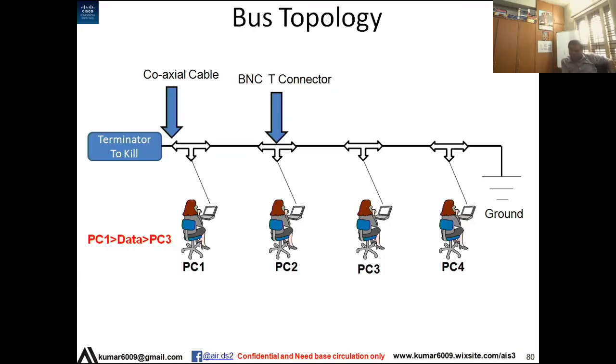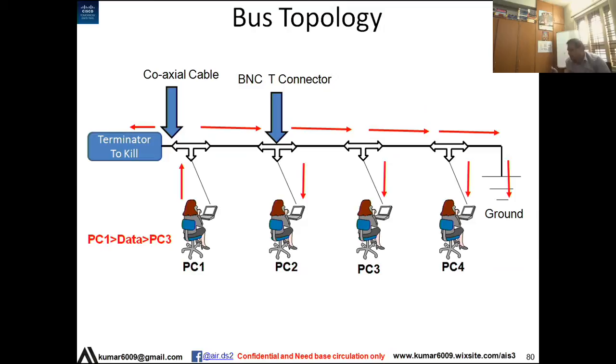Okay, first PC1 is sending data to PC3. This is the scenario. What will happen? First data goes to the connector. It's like a voltage, right? How voltage travels, it will go to all sides. Now what will the ground do? Data will be grounded, destroyed. The terminator will kill the data.